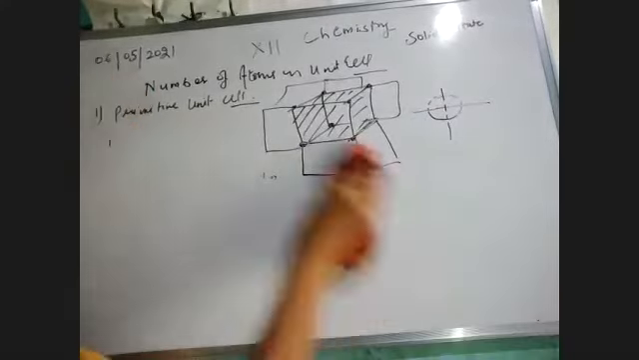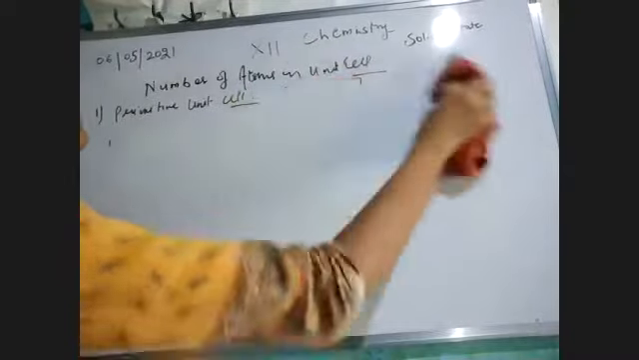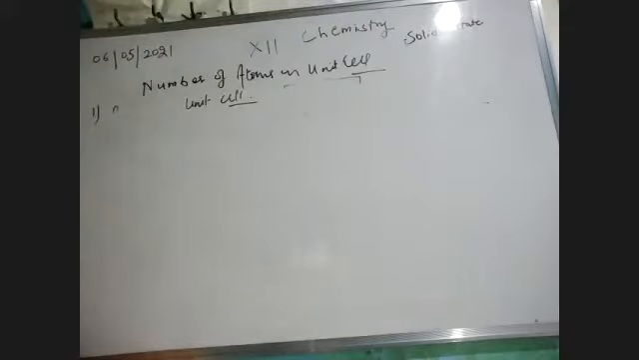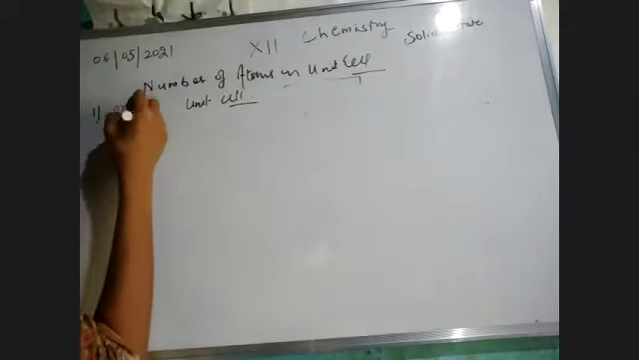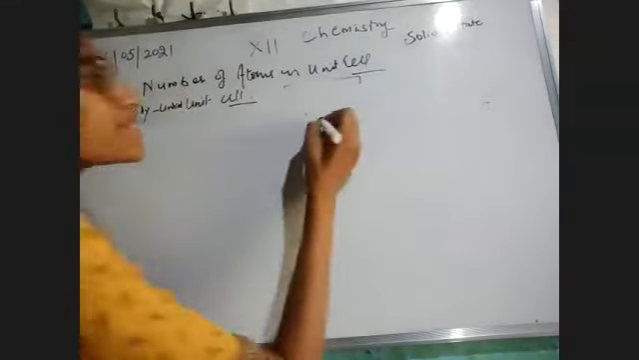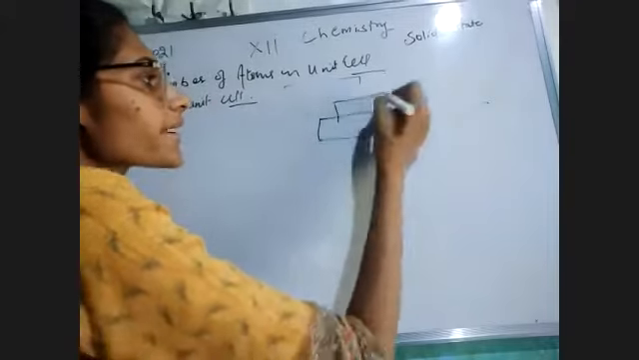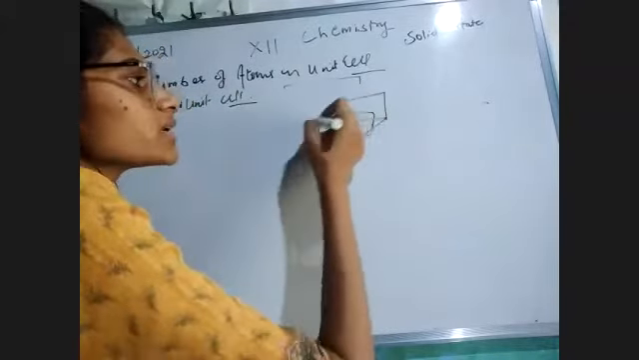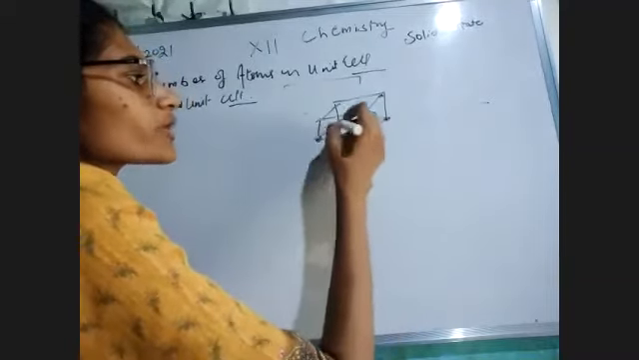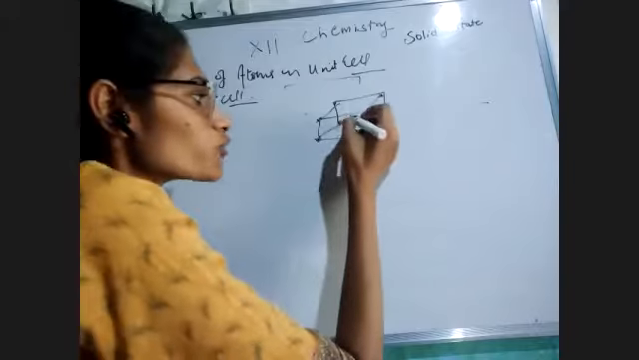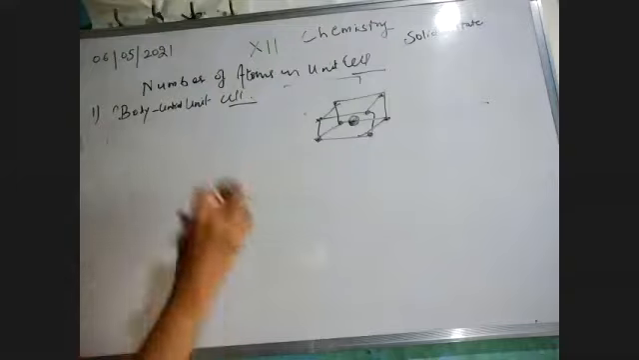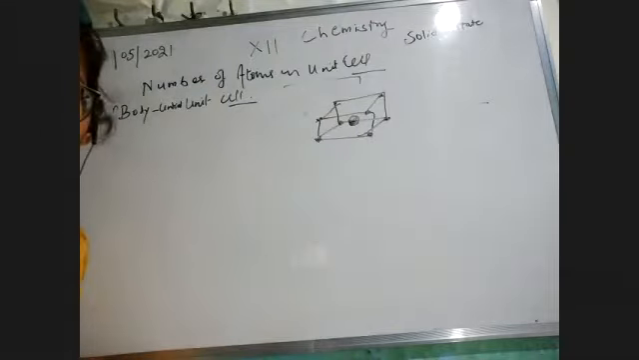I hope you have got this. Okay, now we have to calculate the number of atoms in the body-centered unit cell. The same concept applies. We have a total of 8 atoms which are shared. And the only difference in body-centered is that we have one atom present in the center of the whole body of that unit cell.